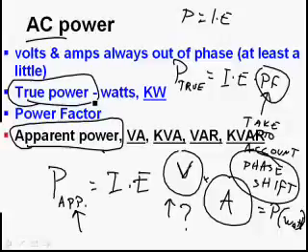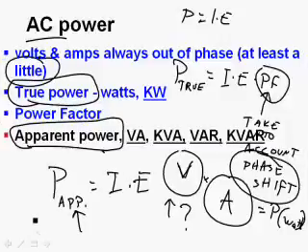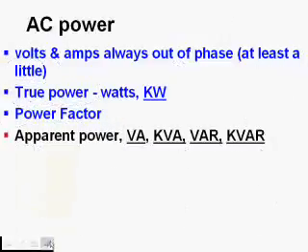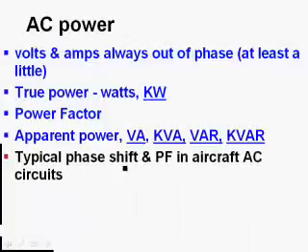True power is always going to be a little bit less than apparent power because we're always going to have a little bit of a phase shift. So typical phase shift is 1 to 2 degrees. Typical power factor is 0.95.